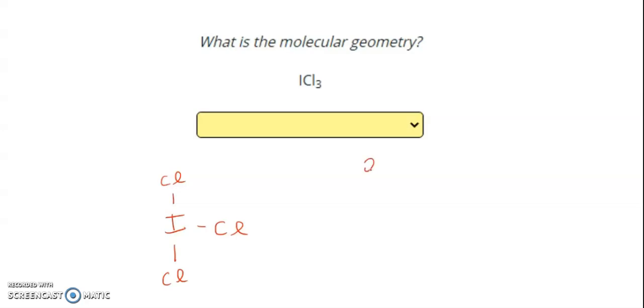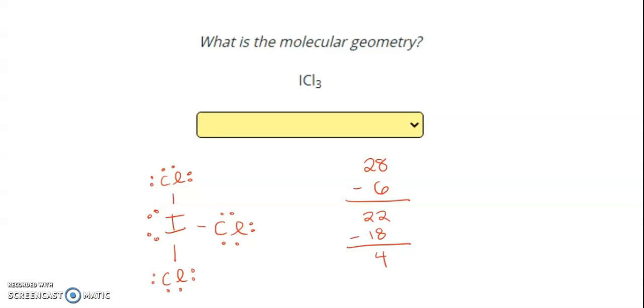I have 4 halogens. They each have 7 valence electrons, so that's 28 valence electrons. I have 3 bonds, so that's 6 electrons in the bonds. I have 22 electrons that I still need to place. I'm going to satisfy chlorine's octet by adding 6 valence electrons to each chlorine. I added 6 valence electrons to 3 atoms, so that's 18 electrons I just added. We need 4 electrons to go on this Lewis structure. I'm going to put 2 unshared pairs on iodine.